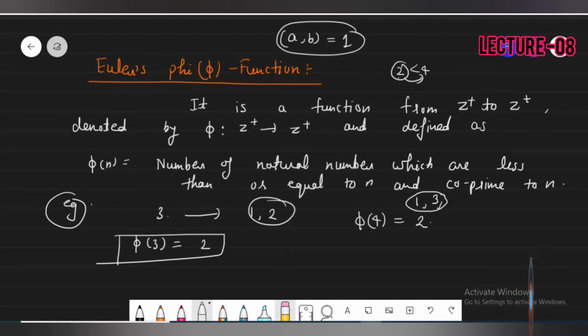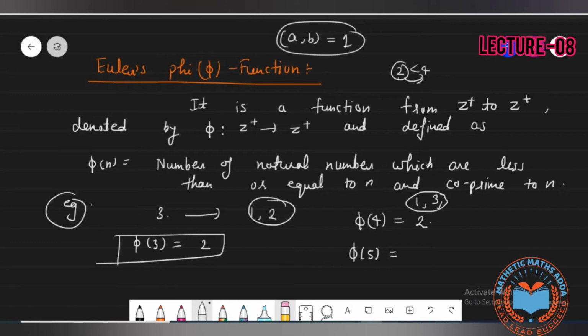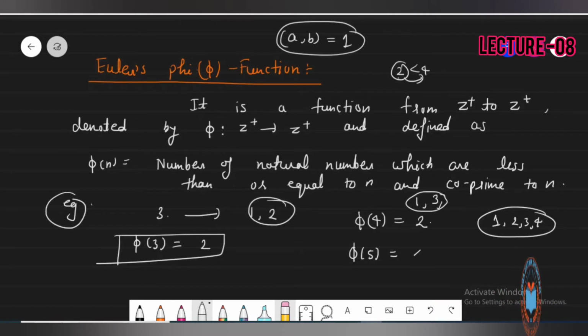Now if I have to find the value of phi 5, I have to find the natural numbers which are less than 5 and co-prime to 5. Those numbers will be 1, 2, 3 and 4. So the value of phi 5 will be 4. Clear? This is the Euler phi function.